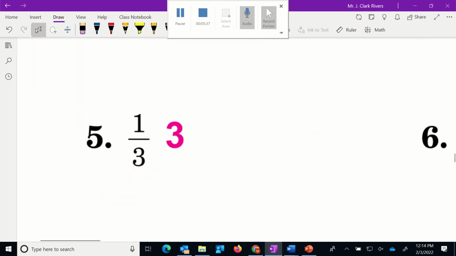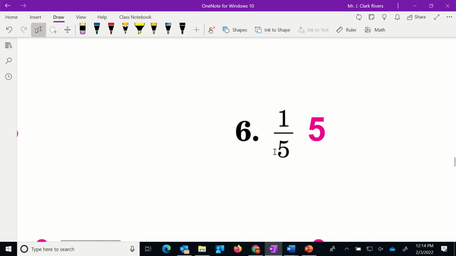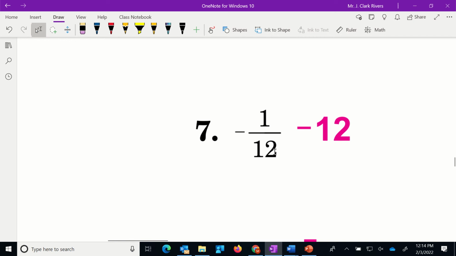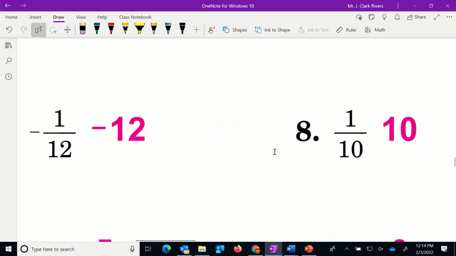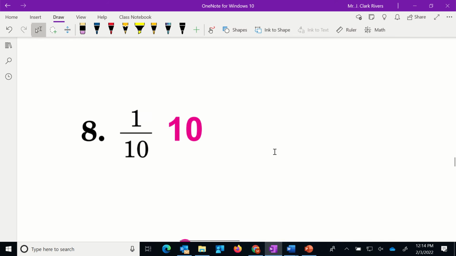Number 5, can't remember if we did this already. That is 3. 3 for number 5. 6 is 5. 7 is negative 12. 8 is 10. Any questions on that row? All right, on to the next row.